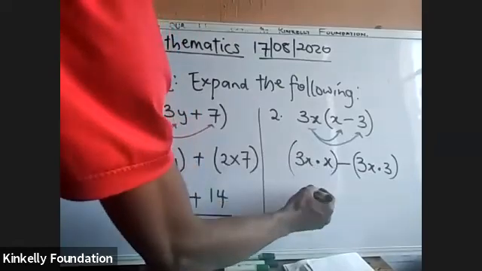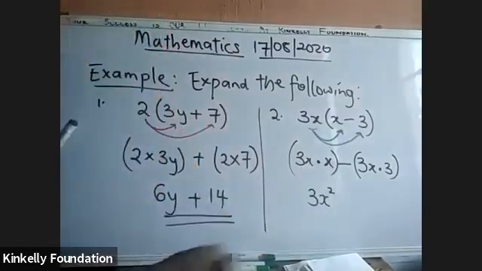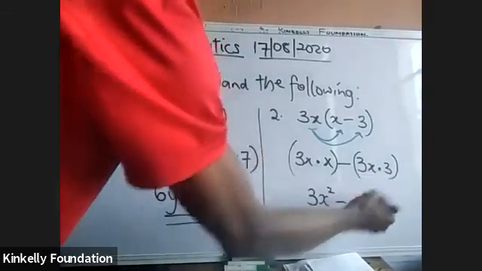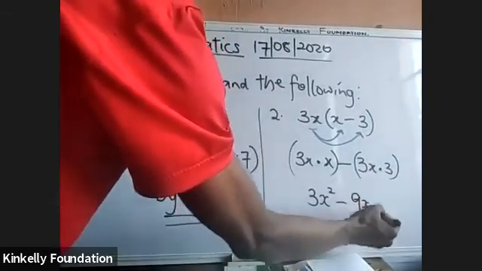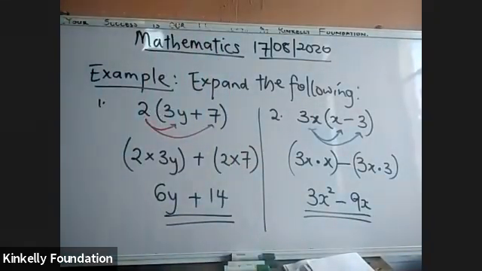This times this gives us 3x. x times x is x squared. Minus 3 times 3 is 9 times x. That's how to solve questions on this.